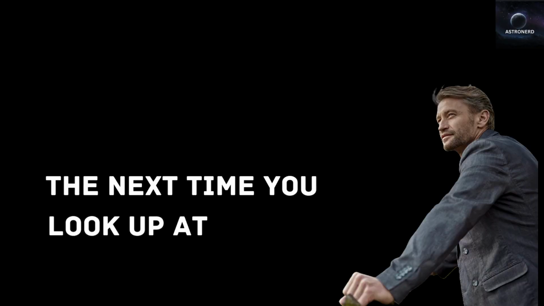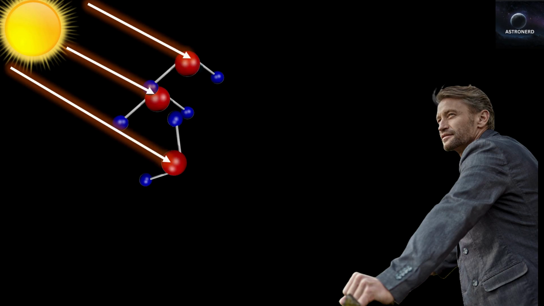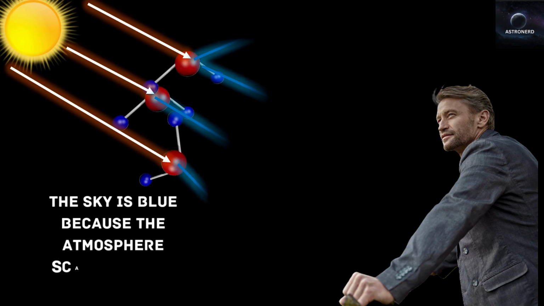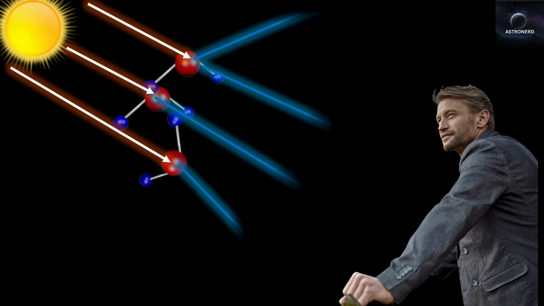The next time you look up at a blue sky, remember what you're really seeing. You are seeing white sunlight interacting with billions upon billions of tiny molecules. The sky is blue because the atmosphere scatters blue light more efficiently than the other colors. The color above your head is not painted there. It is physics happening in real time. And perhaps that is one of the most beautiful things about science. Ordinary sights often hide extraordinary ideas.